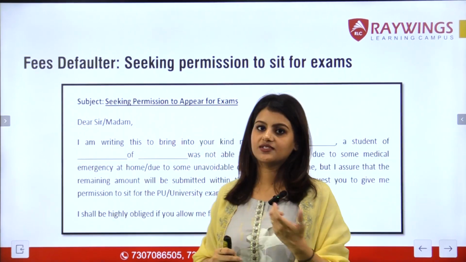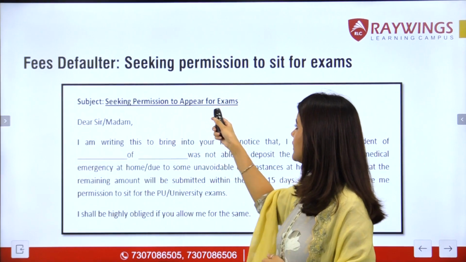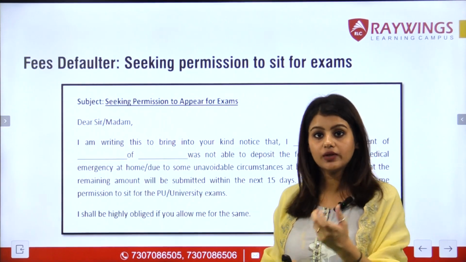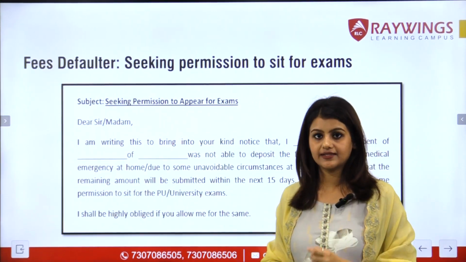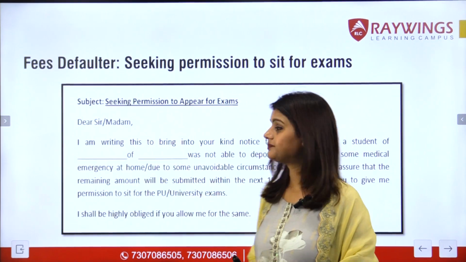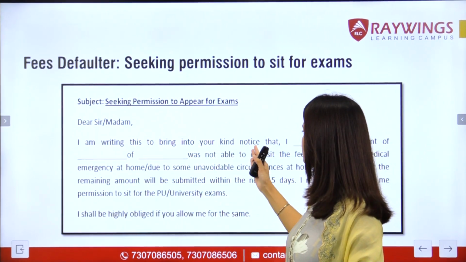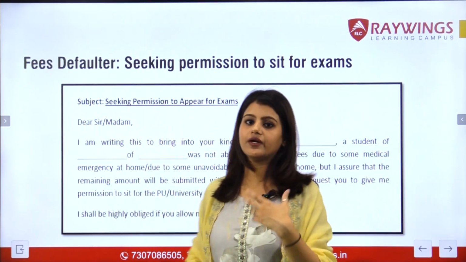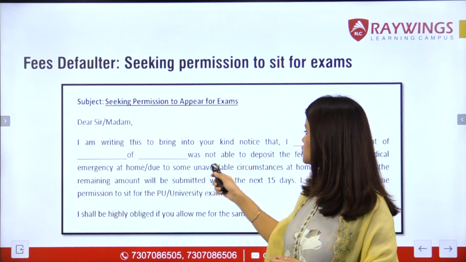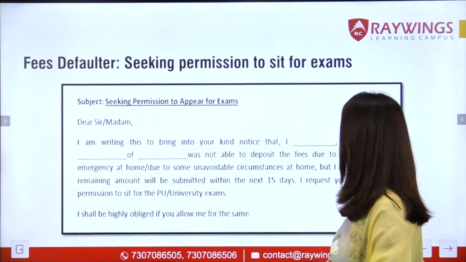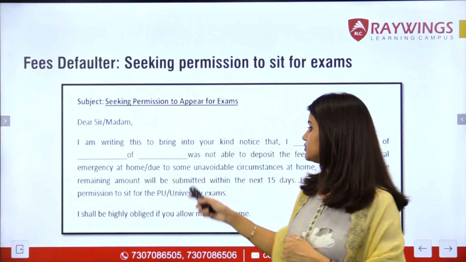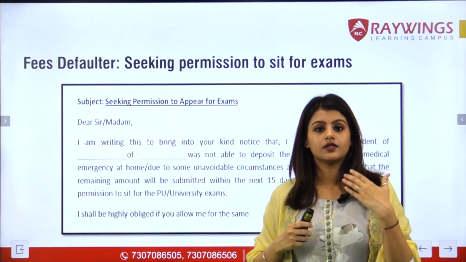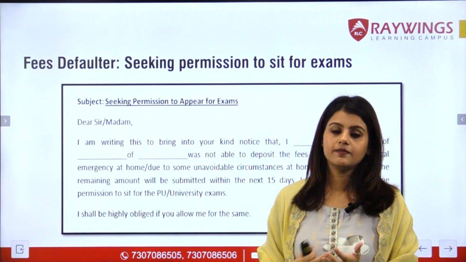So for this situation, the subject will be seeking permission to appear for exam. Of course, you have to focus on the main subject line, on what you are writing and why, because you're seeking permission to appear for exam. We'll start with, dear sir, madam, I am writing this to bring into your kind notice that you will write down your name, then as student of, again you will write down the course name and the year, was not able to deposit the fees due to some medical emergency at home, or you can write down due to some unavoidable circumstances at home. So you have to definitely state the reason of not being able to pay the fees.